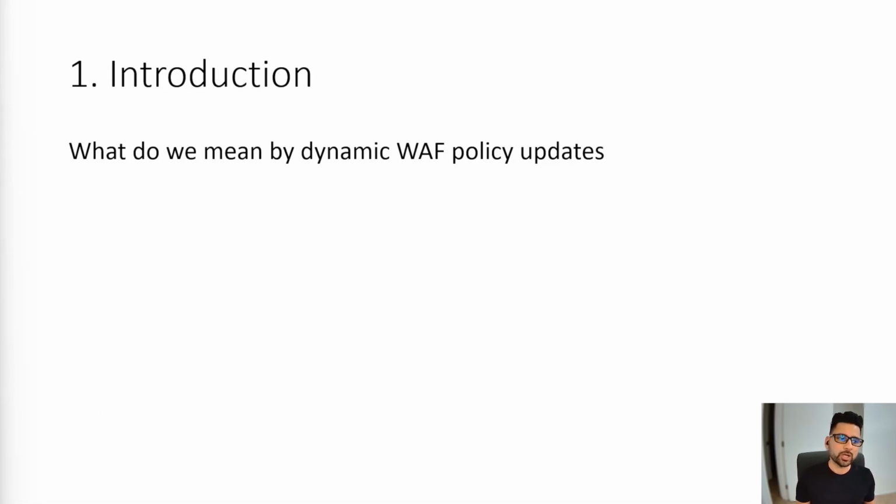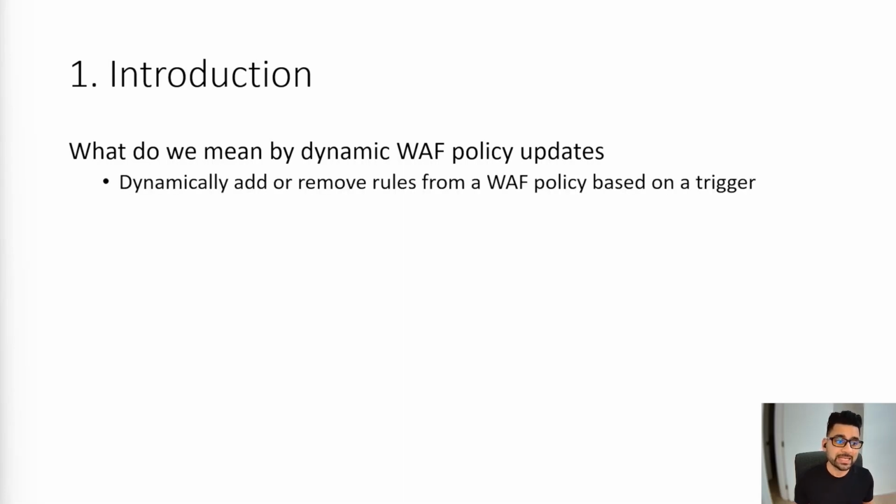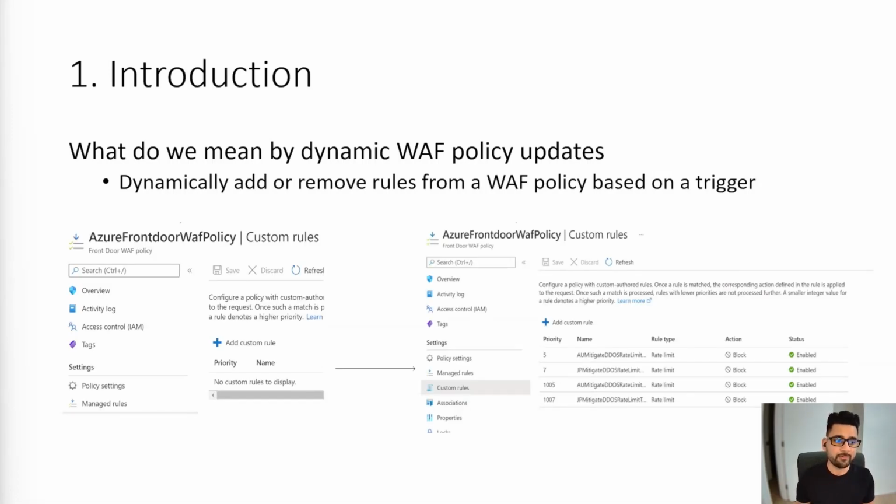One option to slow down the traffic in response to the alert is to deploy WAF rate limit rules for the front door endpoint. These rules will effectively slow down the incoming traffic to a threshold specified in the rate limit rule. Doing this automatically is precisely what we mean by dynamically updating WAF policies. So our WAF policy might start off with no custom rules, which is the policy that you see on the left. And then as the alert comes in, we want to automatically add some rate limit rules to it, which is what you see on the right.